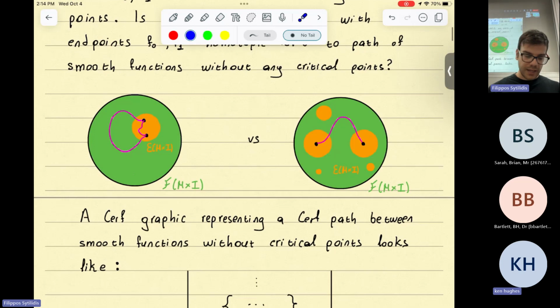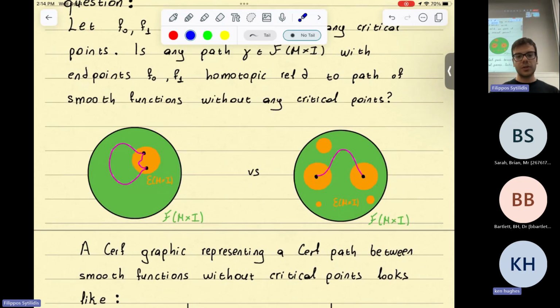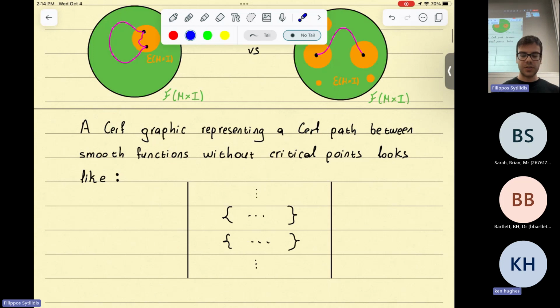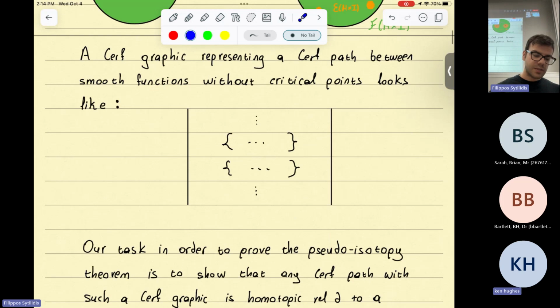And I can translate this problem into the language of Cerf graphics. So a Cerf graphic that represents a Cerf path, but with smooth functions without critical points, must roughly look something like that. I have no critical points on the left. I have no critical points on the right. I may have critical points in the middle, which means that at some point I must have introduced some critical points with birth moves. And then at some point I must have killed all critical points with death moves. And I might have some arbitrary complicated things happening here.